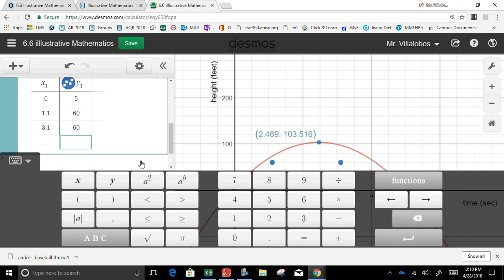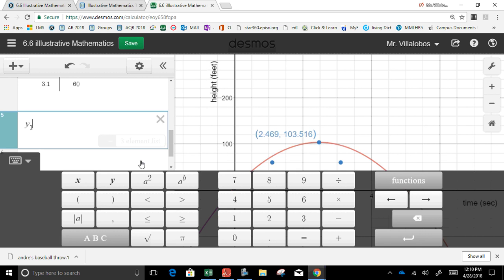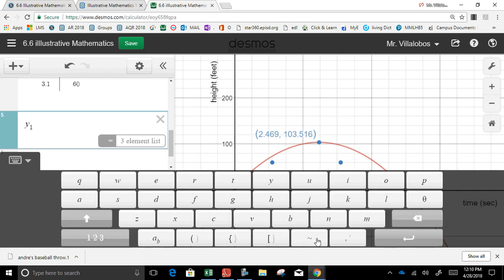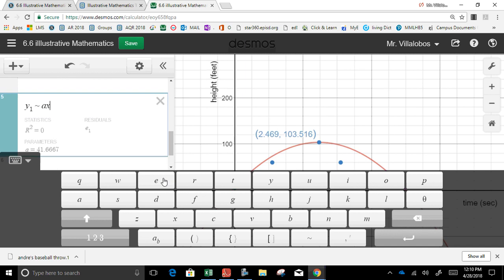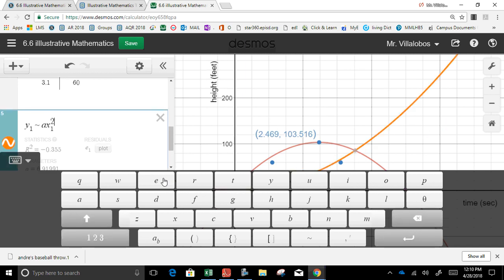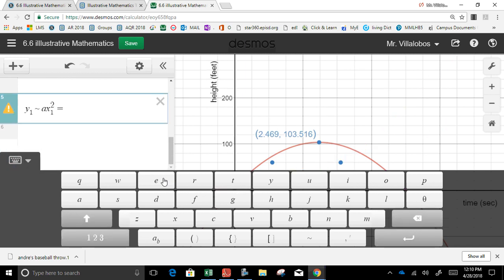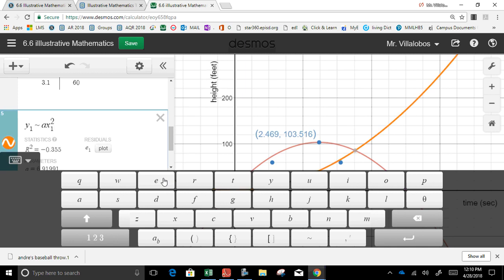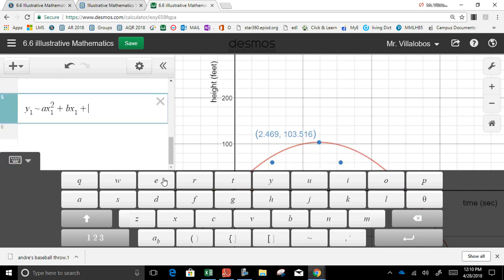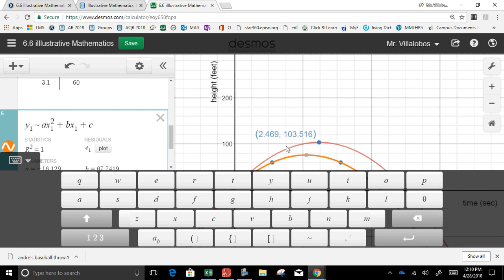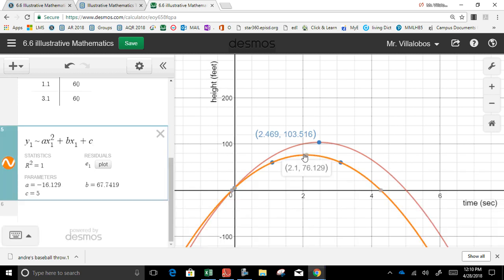And if that's the case, then we can say y1 ≈ ax1 squared plus bx1 plus c would give us a height. And 2.1 seconds only gives 76 feet high. So we see 80.